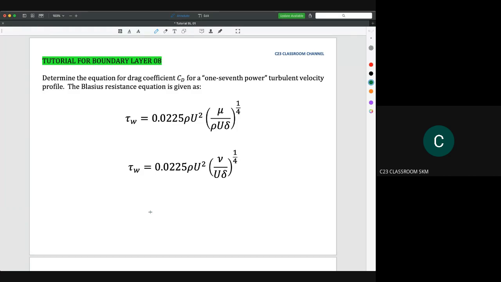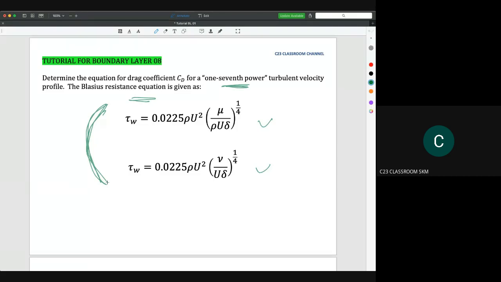Okay, this is tutorial number 8. So the question is quite simple. We have the 1/7 power law turbulent velocity profile, and the Blasius resistance equation is given as this one. Okay, so it gives you two. In this situation, you need to know which one you want to use. Both of these equations are actually correct, so you need to choose one of them.